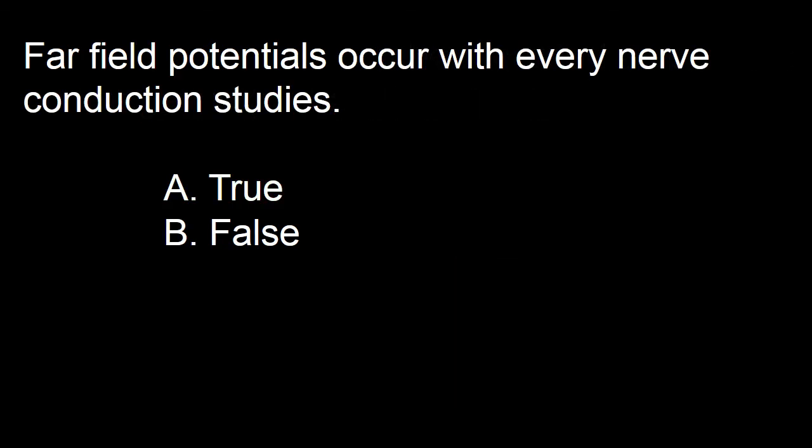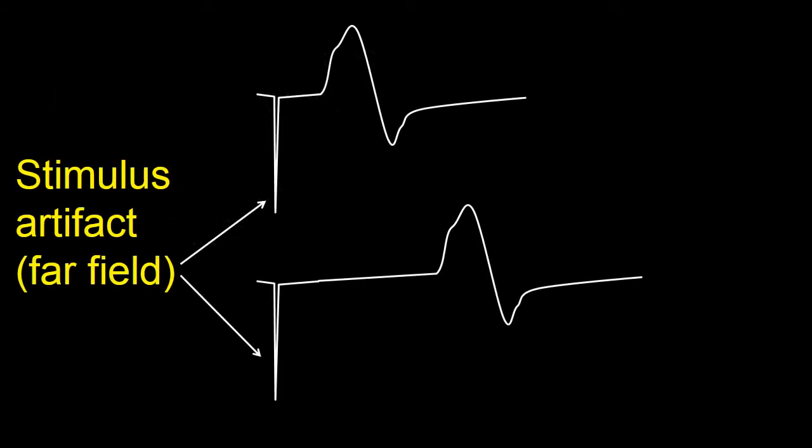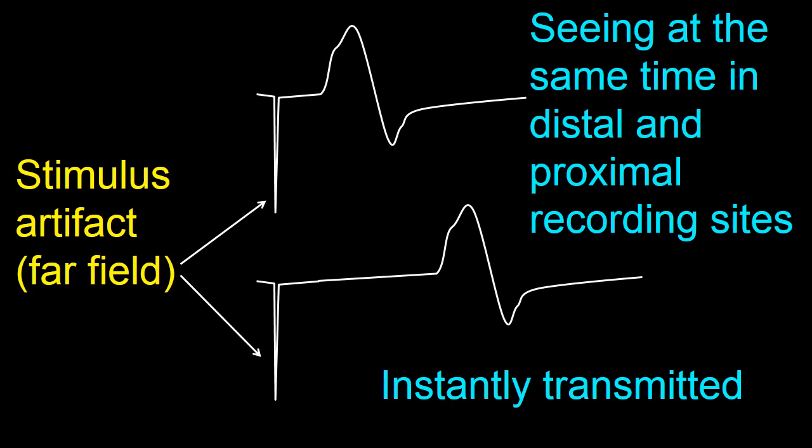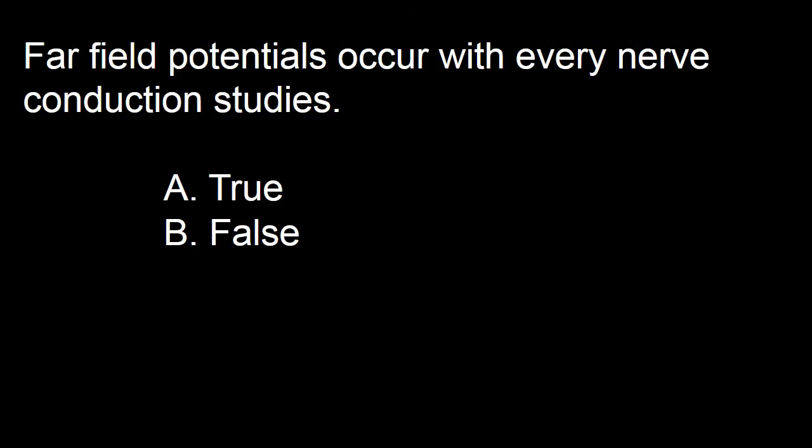Next question. Far field potentials occur with every nerve conduction study. A true, B false. The stimulus artifact is a far field potential because it is instantly transmitted and is seen at the same time in distal and proximal recording sites. So the answer to this question is true.